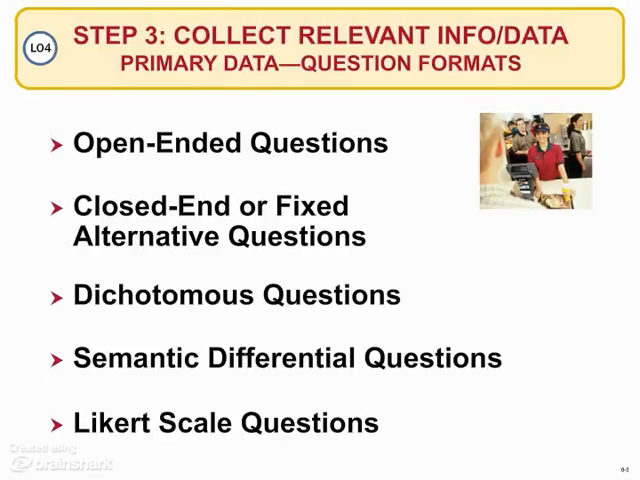So we'll first take a look at question formats. The foundation of all research using questionnaires is developing precise questions that get clear, unambiguous answers very efficiently. And we're going to look at a bunch of different types of questions. I'm going to list them here and then I'll give you examples as we go through the presentation. So we're going to look at examples like open-ended questions, closed-end or fixed alternative questions, dichotomous questions, semantic differential questions, and Likert scale questions. Throughout the next portion of this presentation, I'll give you examples of each and provide an explanation.